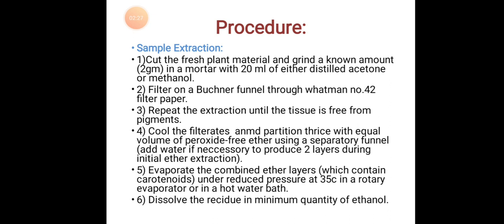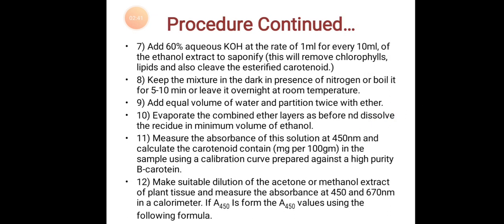Evaporate the combined ether layers, which contain carotenoids, under reduced pressure at 35 degrees Celsius in a rotary evaporator or in a hot water bath. Dissolve the residue in a minimum quantity of ethanol. Add 60% aqueous KOH at the rate of 1 ml for every 10 ml of the ethanol extract to saponify. This will remove chlorophylls, lipids, and also cleave the esterified carotenoids.